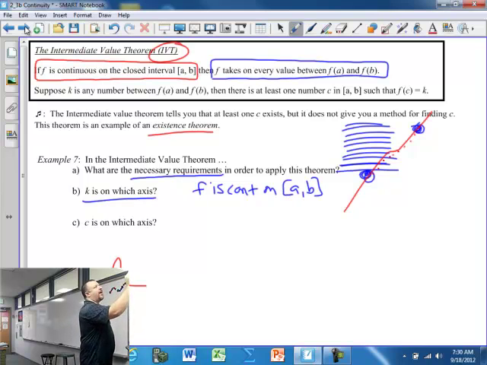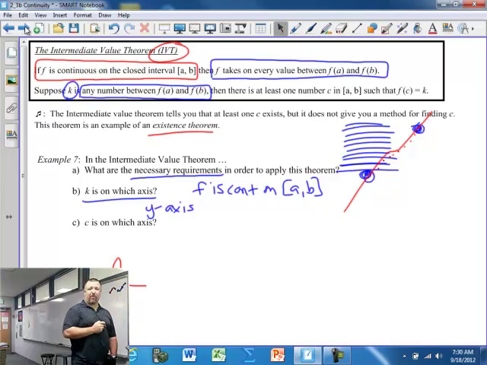K is on which axis? Well, in this little statement, suppose k is any number between f of a and f of b. That means k is a y value, so it's on the y-axis because it's between the function values. It says then there is at least one number, which means it could happen more than once, but there's at least one number in the interval AB.